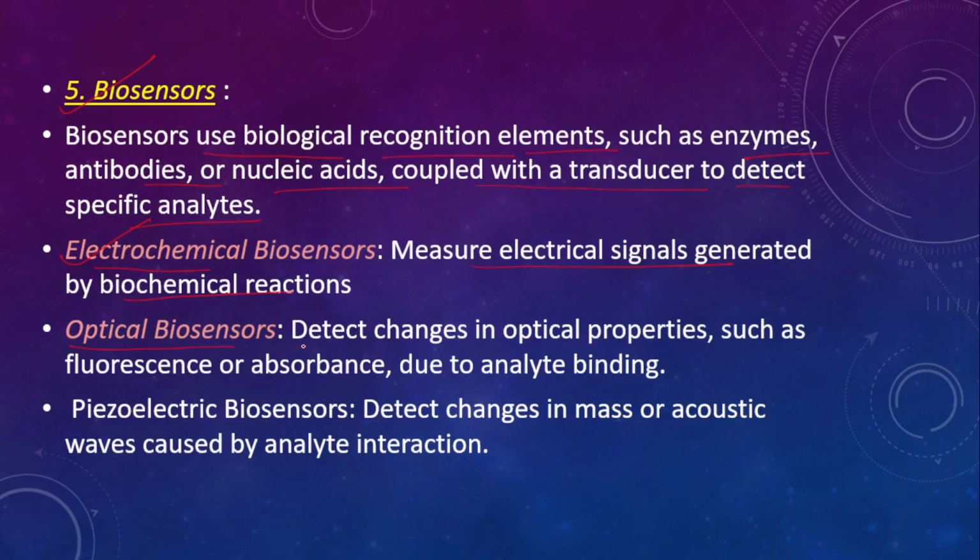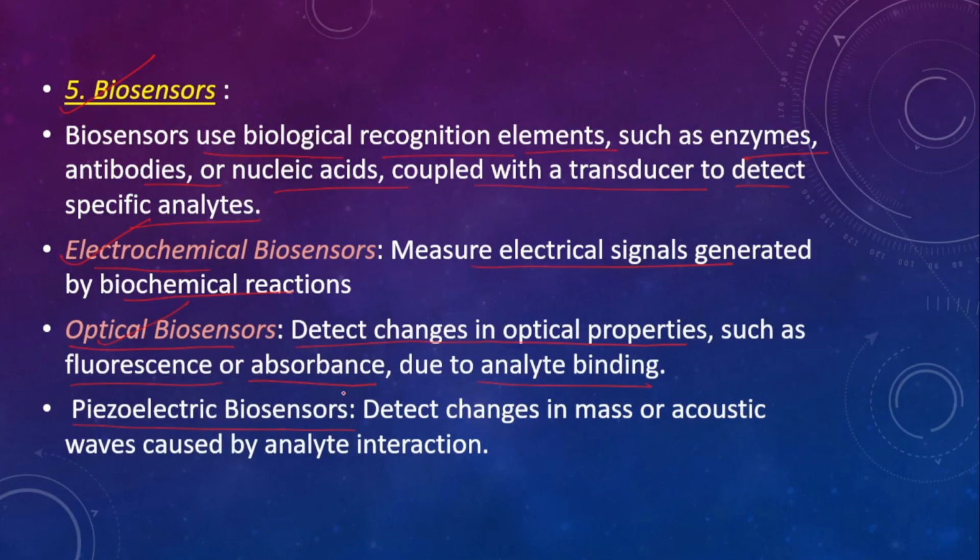Optical biosensors detect changes in optical properties, such as fluorescence or absorbance, due to analyte binding. These are analytical devices that utilize light-based detection methods to identify and quantify biological molecules or pathogens. They typically involve the interaction of light with a biological component such as antibodies or nucleic acids, leading to changes in optical properties, that is absorbance or fluorescence. These are widely used in medical diagnostics and food safety due to their high sensitivity and specificity. They can detect various targets including proteins, nucleic acids and other molecules.